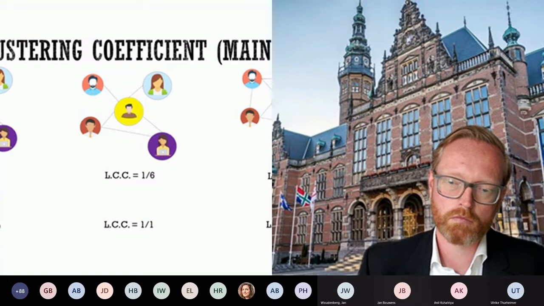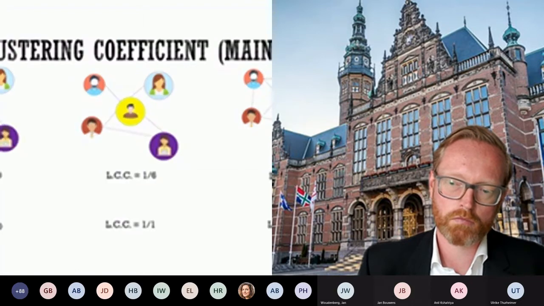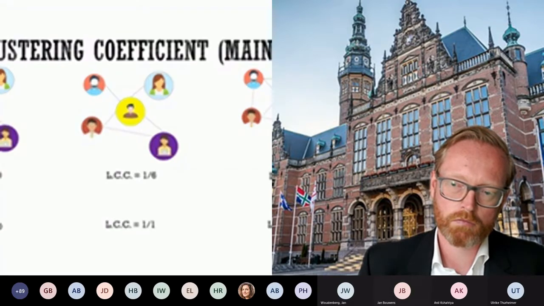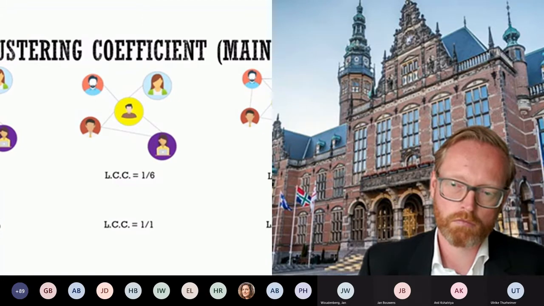And if you then move to the example on the right-hand side, if you focus on the guy in yellow, there are 4 ties between the figures around him, out of a maximum of 6. Because what you can do is calculate the total number of ties that these 4 individuals can form, and that is 4 times 3 divided by 2, hence 6. And you see 4 connections.